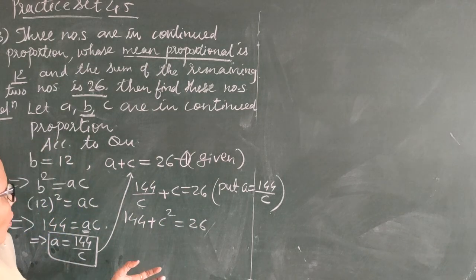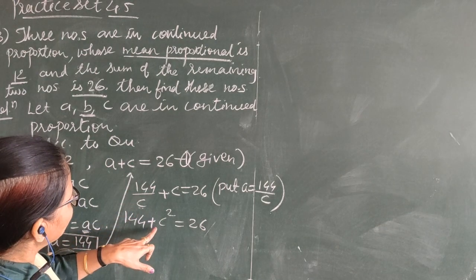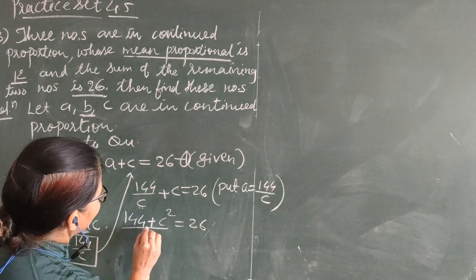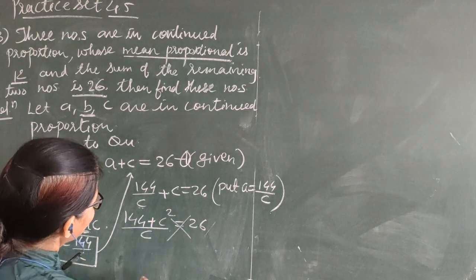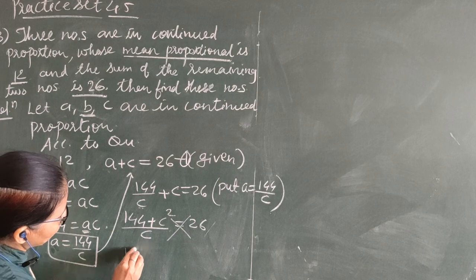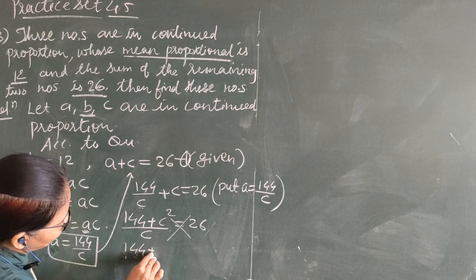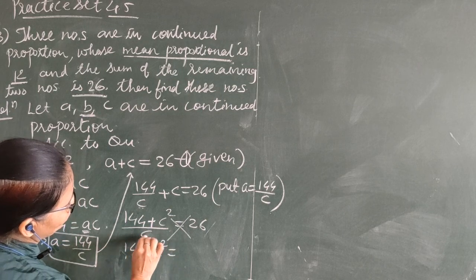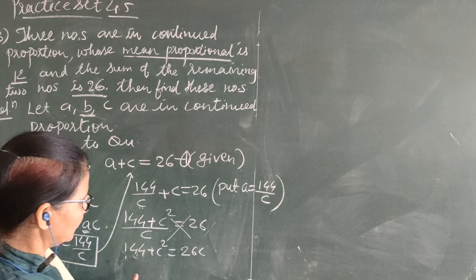Now let's bring all terms together. 144 plus C square upon C is equal to 26. Now you have to use cross multiplication. So what will you get, children? 144 plus C square is equal to 26 into C, which is 26C. Getting or not?